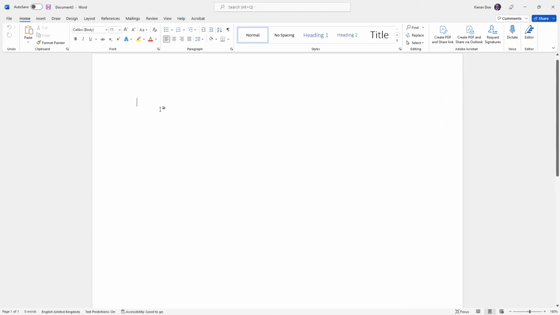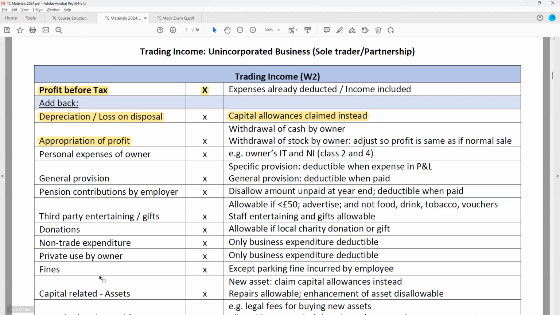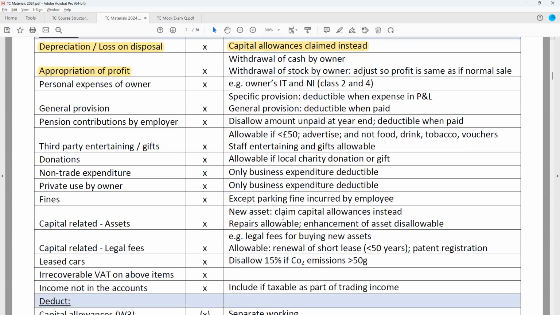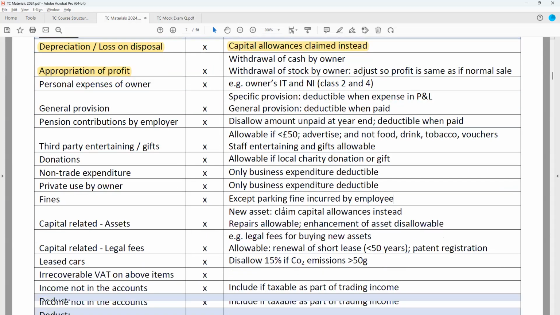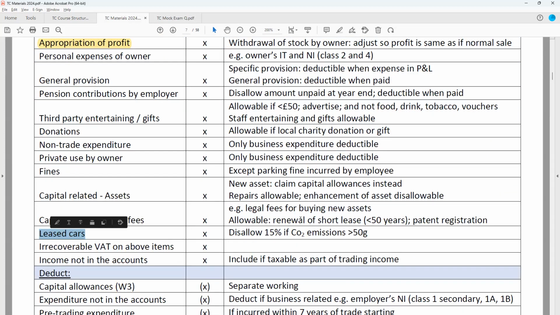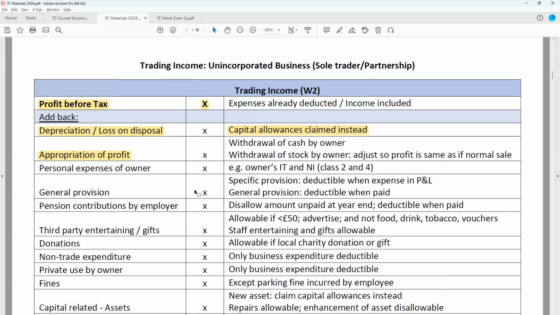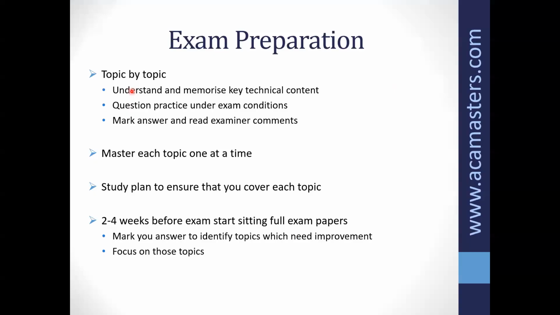Can you reproduce it? Can you list all the expenses which are disallowable? Or at least, if you've got a reminder of the amounts here, can you actually specifically say which amounts are allowable and which amounts are disallowable, or what the rule is? So you could have leased cars as a reminder. What's the rule? Disallow a certain percentage if it's more than the CO2 emissions threshold.